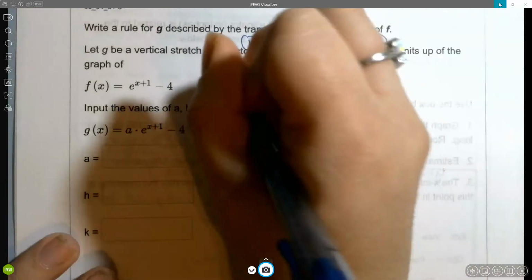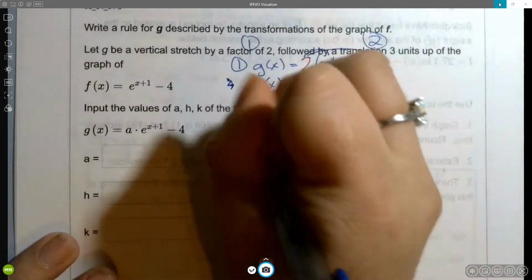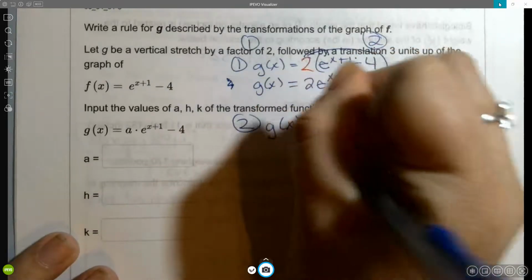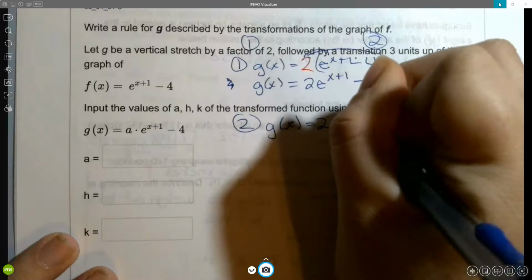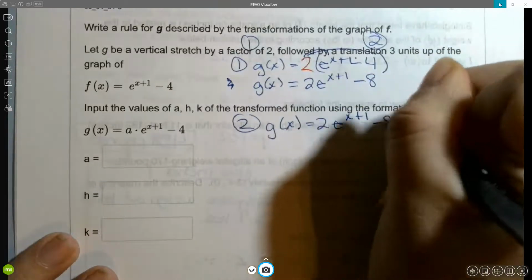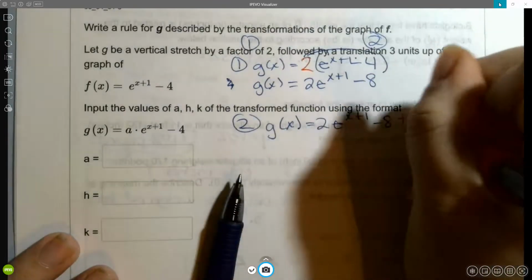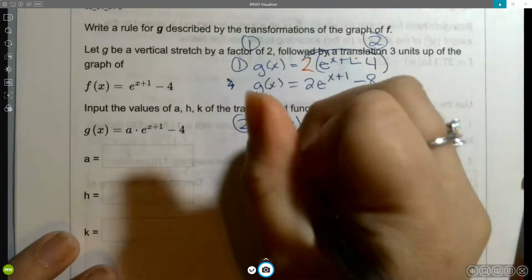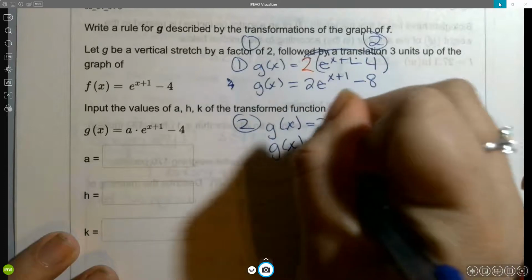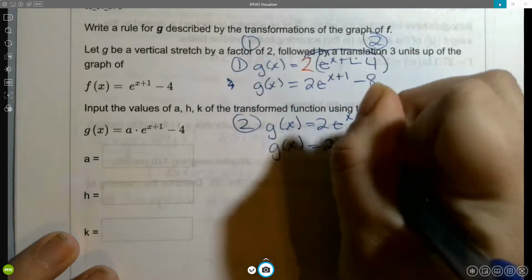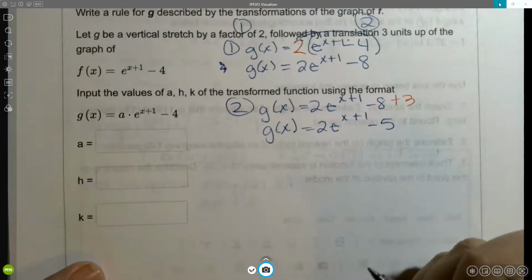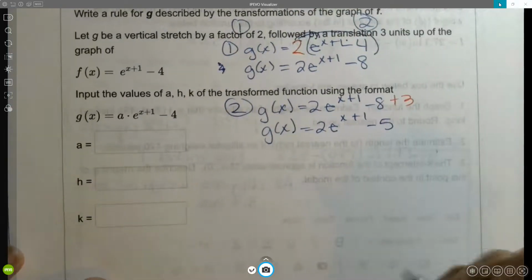This is still my first step. Then for my second step, it is going 3 units up. Remember, up and down gets added to the outside of the function. So I want to add 3 to the end. Then I want to actually go ahead and combine those two outside numbers to get this. Now what it wants me to do is plug in my values for A, H, and K.